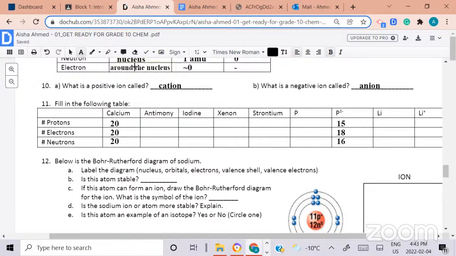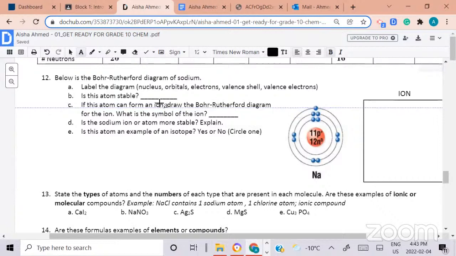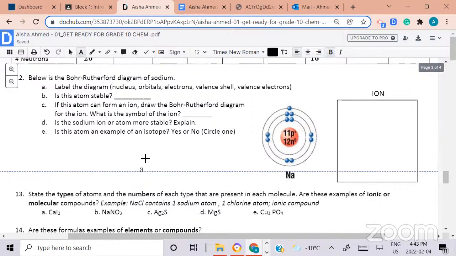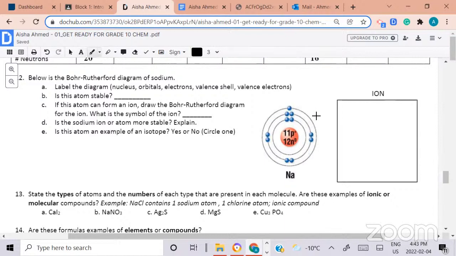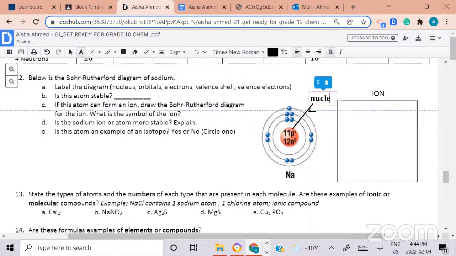That's simple. Question 12. Below is a Bohr-Rutherford diagram of sodium. Label the diagram: nucleus, orbitals, electrons, valence shell, and valence electrons. That's pretty simple, I'll let you label that real quick. How do I label it? I guess you would make a line and then write the text. Do that real quick. Nucleus, awesome.